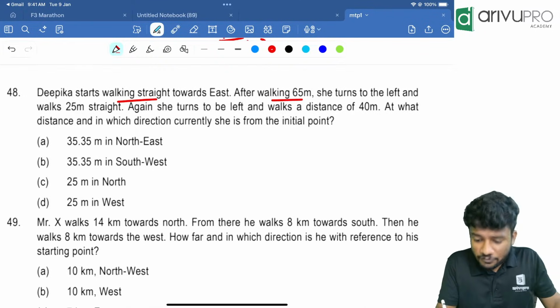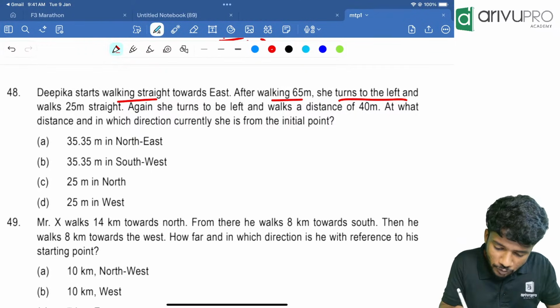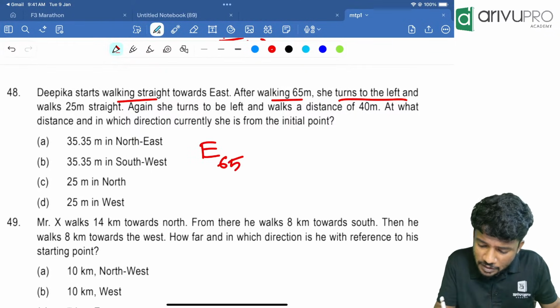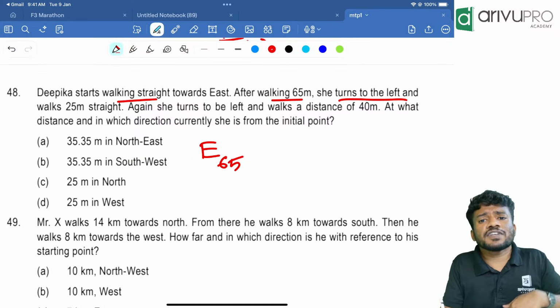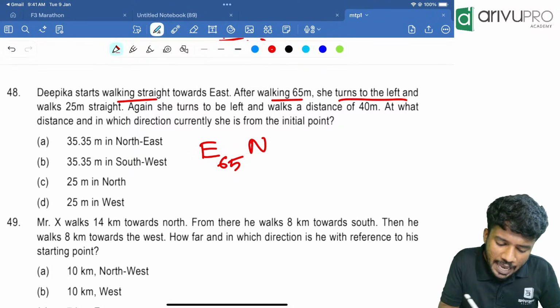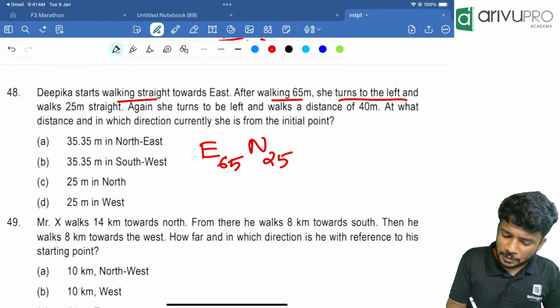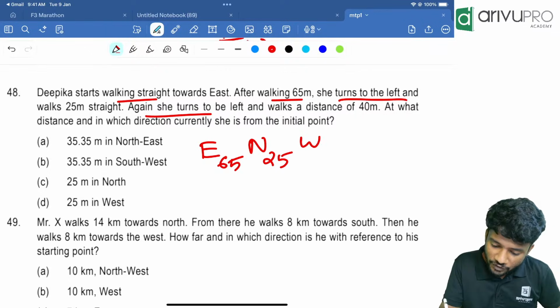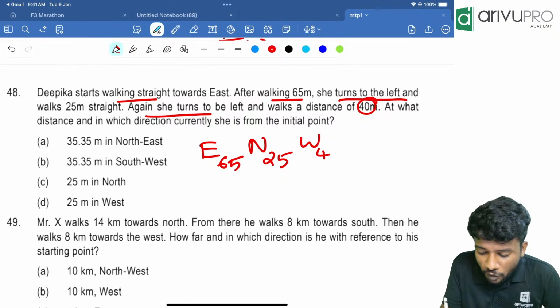After walking 65 meters, she turned to the left. So the initial direction is east. After walking 65 meters, she turned to the left. Left of east is what? North. And walked how many meters? 25 meters. Again she turned to the left. Left of north is what? West. And she walked how much? 40 meters.